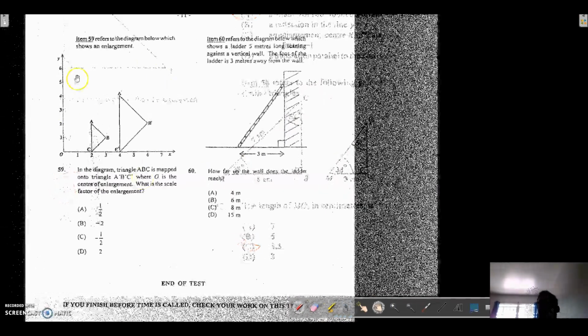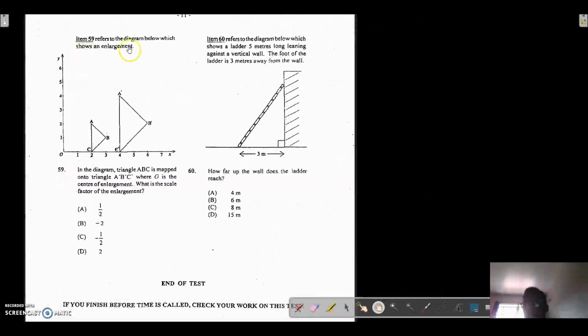Moving to question 59, it says item 59 refers to the diagram below, which shows an enlargement. As you can see, ABC is the object, A prime, B prime, C prime is the image. In the diagram, triangle ABC is mapped onto triangle A prime, B prime, C prime, where O is the center of enlargement, which is the origin. What is the scale factor of the enlargement?